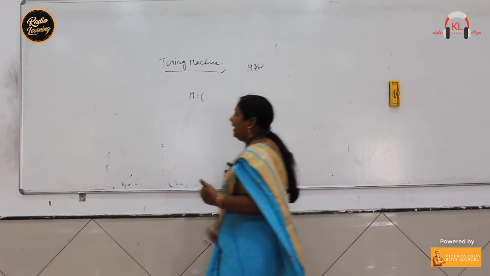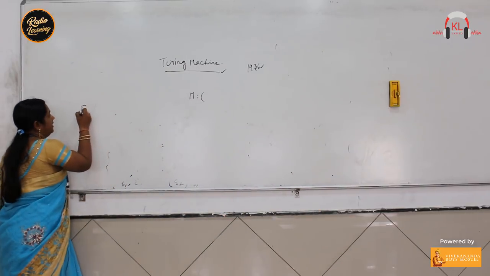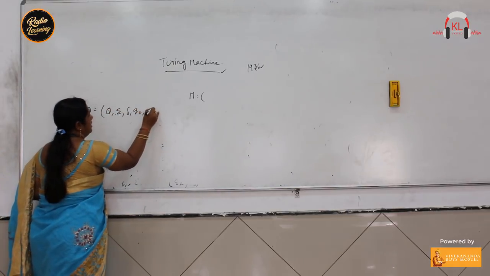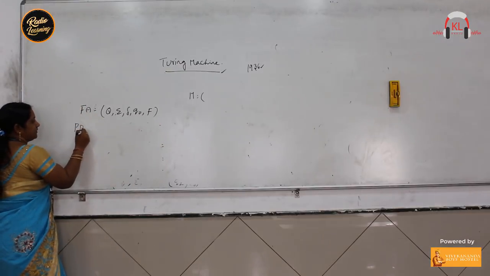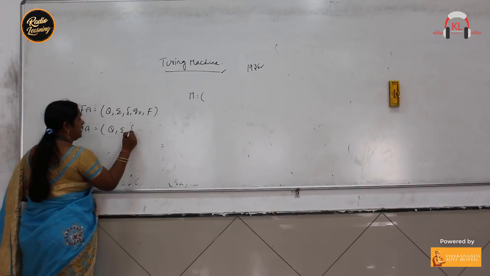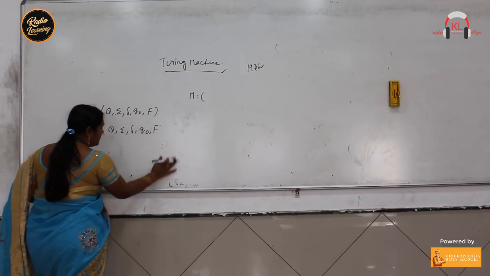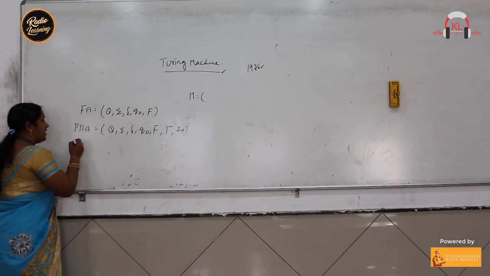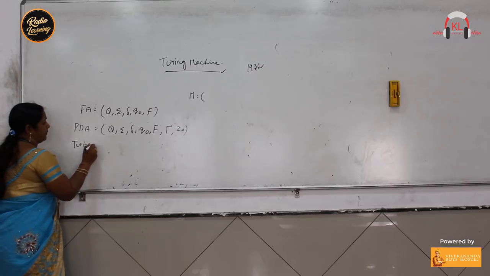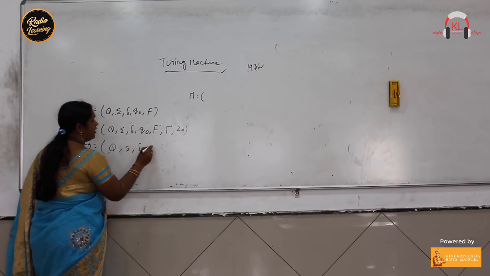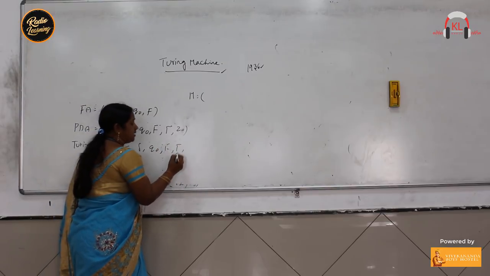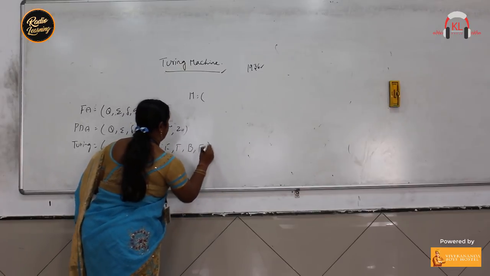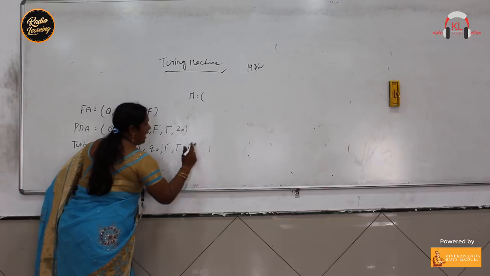As I told you, in finite automata what tuples do we have? Q, sigma, delta, Q naught and F. These five tuples. In PDA we have Q, sigma, delta, Q naught, F, along with two extra tuples, tau and Z naught, right? And in the Turing machine I am writing the tuples Q, sigma, delta, Q naught, F, tau, and also a blank symbol. F is the final state, which I already wrote here.